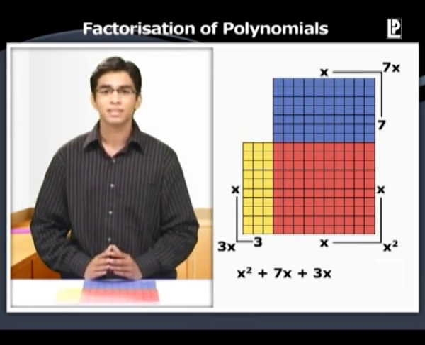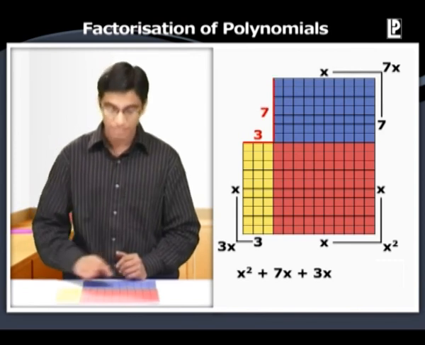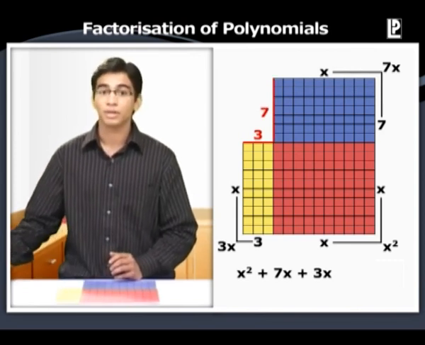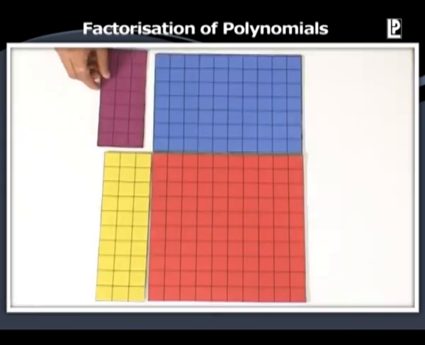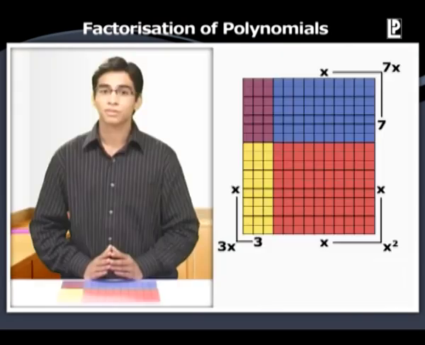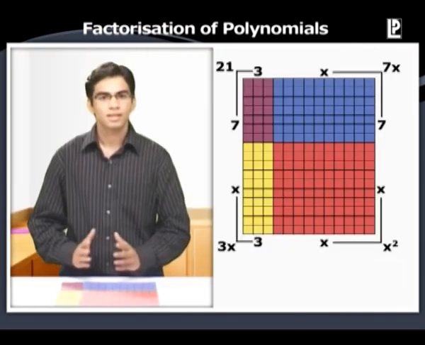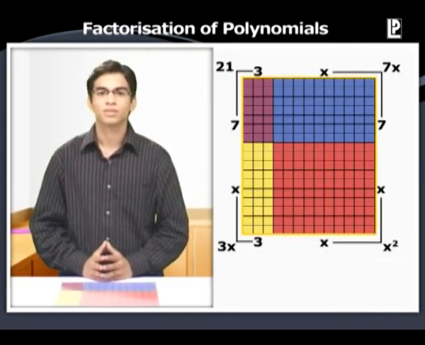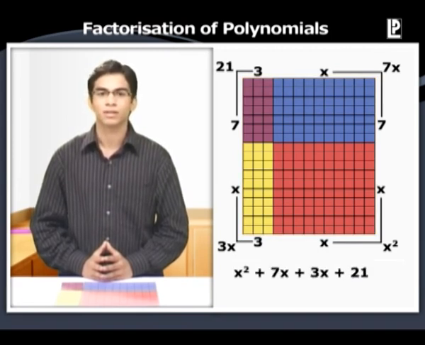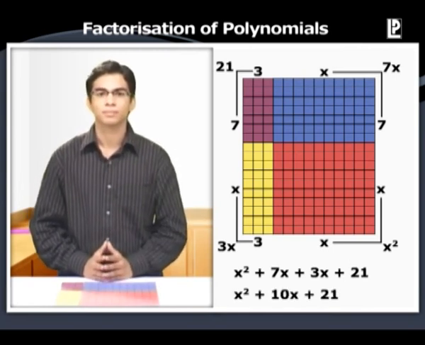It's easy. Since the length of the yellow grid is 3 and the breadth of the blue grid is 7, I have here a rectangular grid of 21 squares. It fills the gap perfectly. The rectangular area required to complete the pattern is 7 times 3 or 21. Adding the areas of all the 4 grids, we get x square plus 7x plus 3x plus 21, which is nothing but x square plus 10x plus 21.